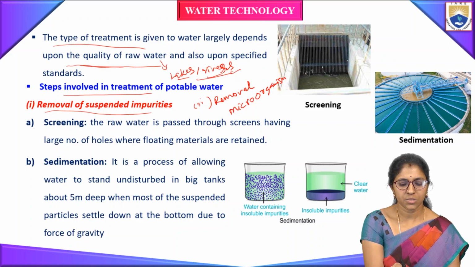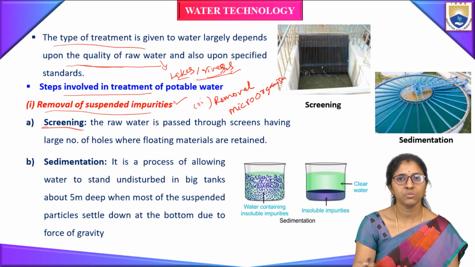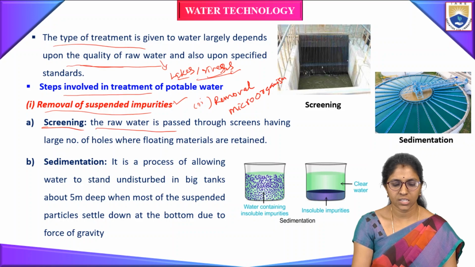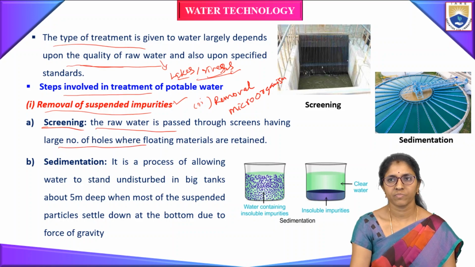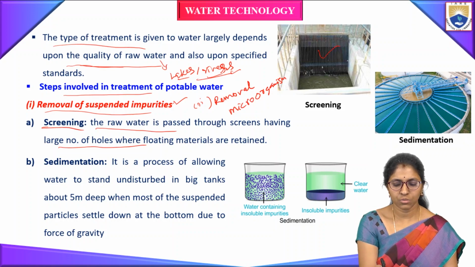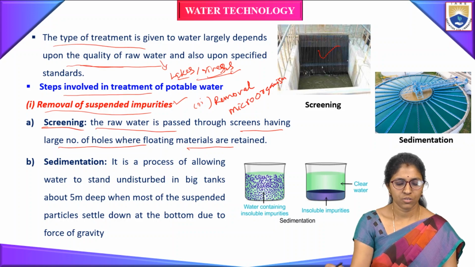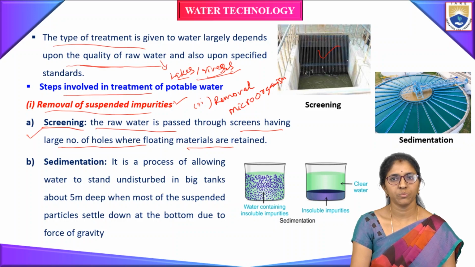For removal of suspended impurities, first we have to do screening. What is screening? The raw water is passed through screens having a large number of holes, where the floating impurities are retained at the screens. This is the screening process.